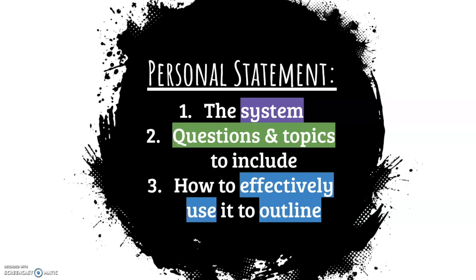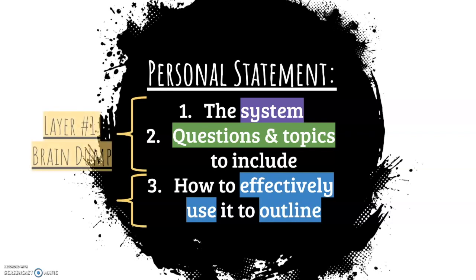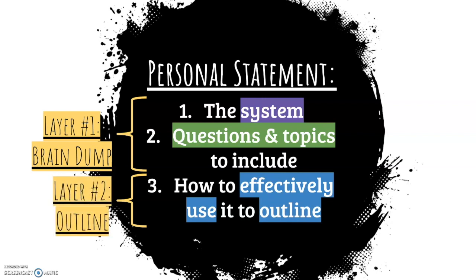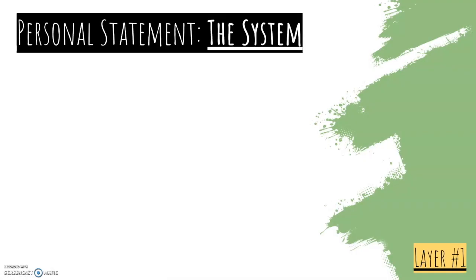So I'm going to break this writing process down into 3 layers. Layer 1 is going to be the brain dump, which is the system that we will go over. Layer number 2 is then to use that brain dump to create your outline. So I'll go over layers number 1 and 2 this video, and then in the next video I will go over layer number 3, actually writing it, which is, if you do layer number 1 and number 2, the easiest part. So what system should you use in brainstorming for your personal statement?